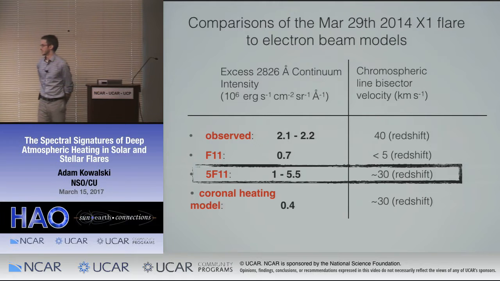We also considered a coronal heating model. It produced redshifted lines, but very faint continuum emission. So the 5F11 was the most consistent. It got much brighter in the continuum and in the lines, and it swept through the range of our observations.